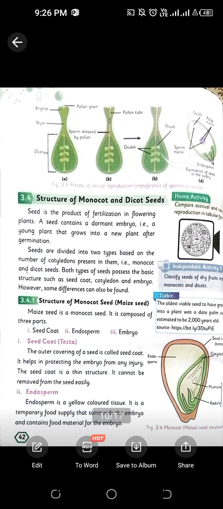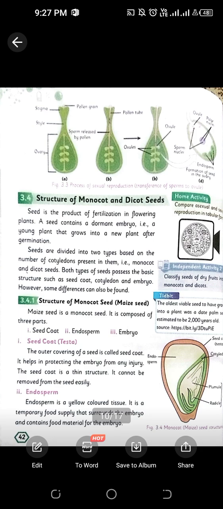Seed coat is also known as testa, and the seed coat is basically the outer covering of a seed, right on the outside, which helps to protect the embryo. Basically the seed coat protects the embryo from any sort of injury and any sort of damage. That's why a thick seed coat is present around the seed, which is not easily removed. It is very thick and it is very hard.